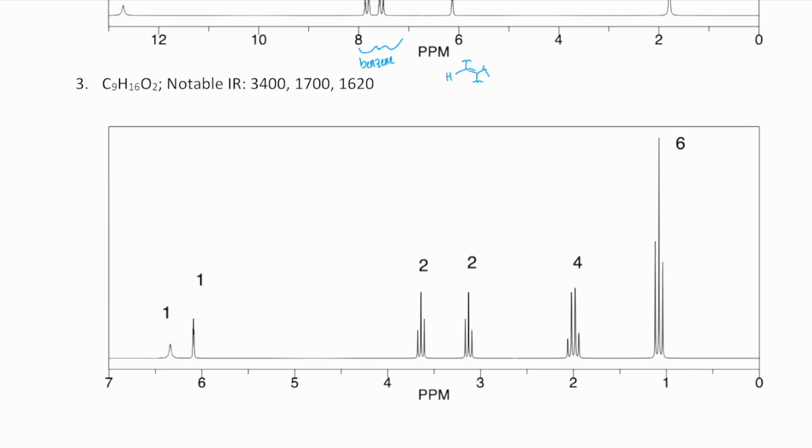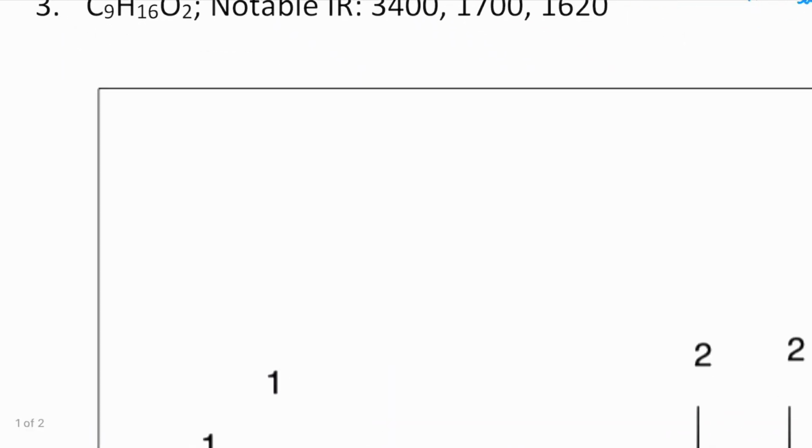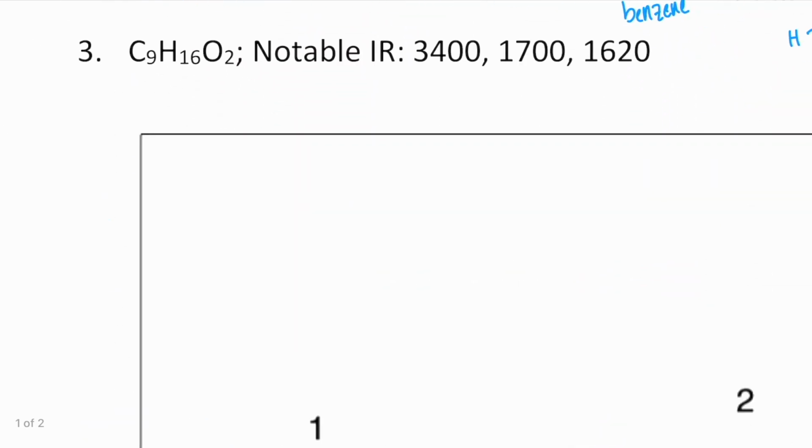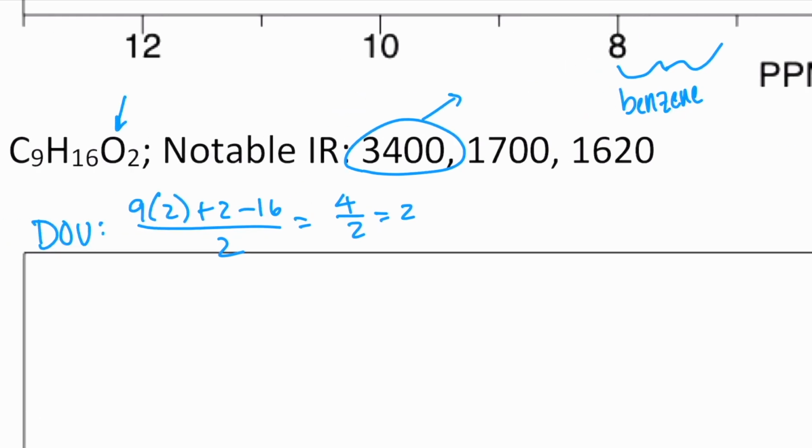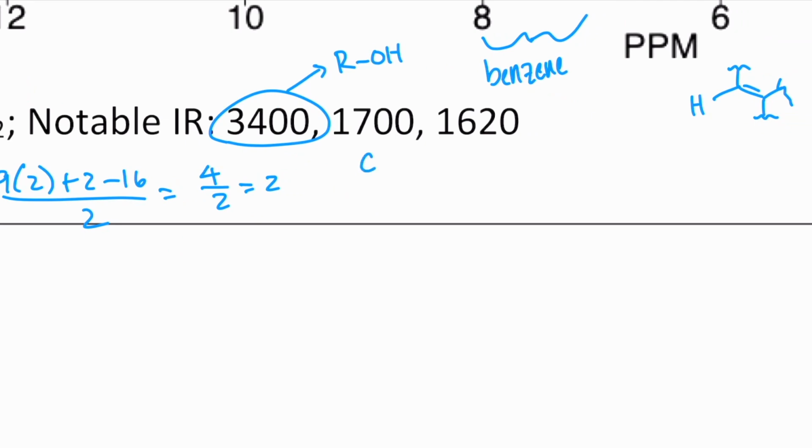All right, so let's go to our third one. Once again, we'll always do our degrees of unsaturation. We have 9 times 2 plus 2 minus 16 all over 2, which is what, 24 over 2, which is 2. Okay. Then we see a 3400 with oxygen, likely going to be an alcohol. 1700, that's a carbonyl. Probably not a carboxylic acid, right? Because it's not 1720, it's 1700-ish. And then finally our 1620, that's pretty indicative of a C double bond C.